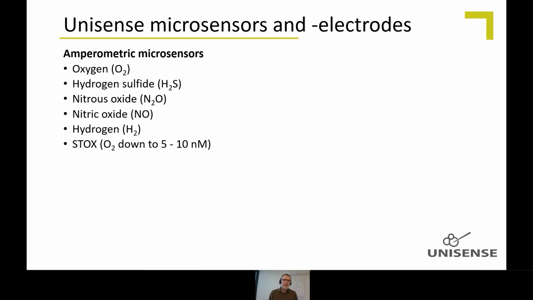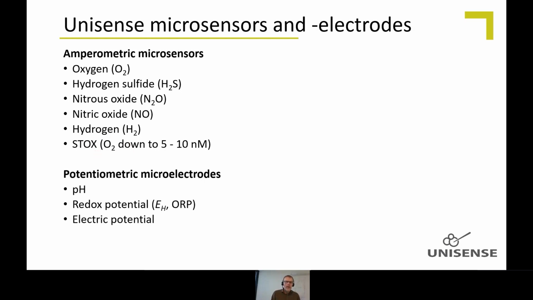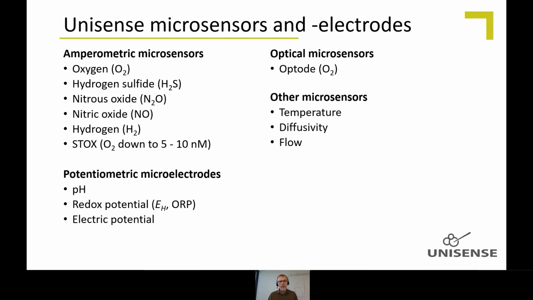More detail about the amperometric sensors. We have oxygen, sulfide, nitrous oxide, nitric oxide, hydrogen, and the STOX sensor, which is an oxygen sensor with a very low detection limit. We have potentiometric sensors. We have these 3: the pH, the redox potential, and the electric potential sensor. Then for the optical microsensor, we have so far only the optode, the oxygen sensor. We have temperature microsensors and macrosensors, and also microsensors for diffusivity and flow.